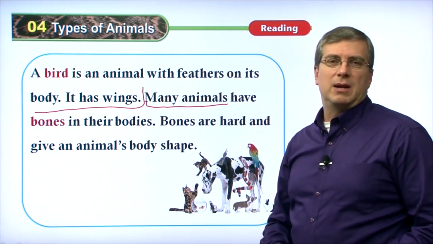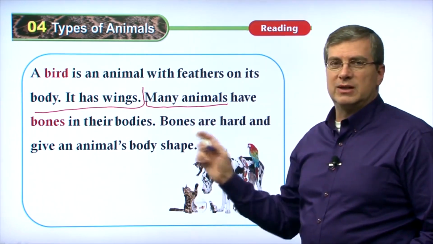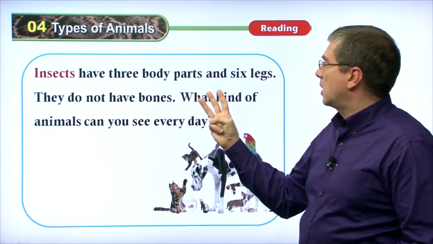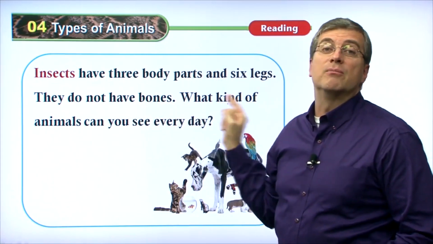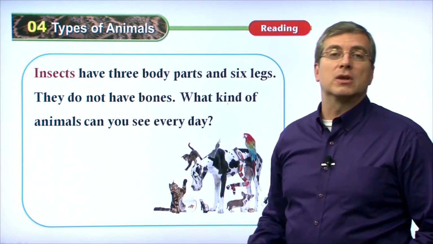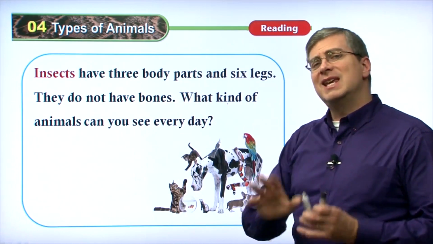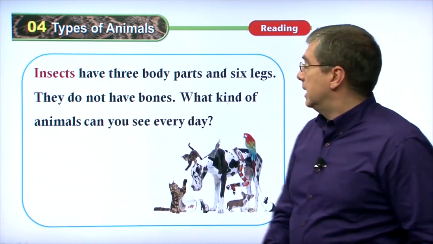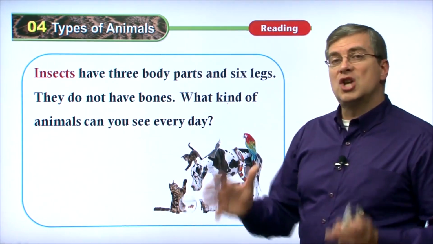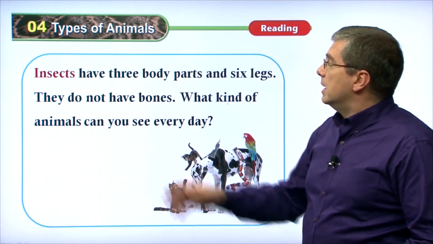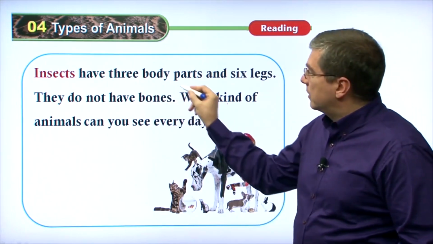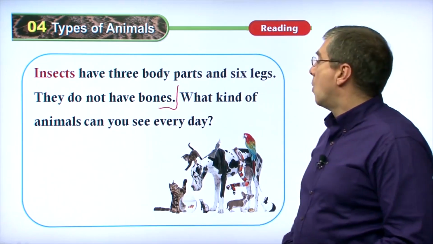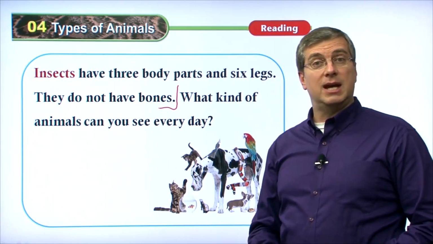We've got one more group of animals to talk about that don't have bones, and that's probably why we put bones in here, right? Because insects have 3 body parts, 6 legs. They do not have bones. So we put the information about bones before we put in insects, because insects are different from all other types of animals. They don't have bones. Instead, they have a hard shell on their body. Okay, so we have covered all of the different types of animals up to that point, and we finish up with a question: what kind of animals can you see every day?